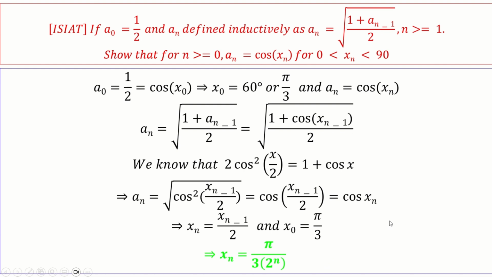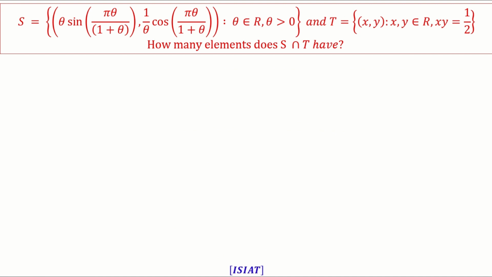Next. Yeah, this is another Indian Statistical Institute question. S equals the set of theta sine pi theta by 1 plus theta, comma, 1 by theta cos pi theta divided by 1 plus theta, such that theta belongs to R and theta is greater than 0. And T is the set of ordered pairs x comma y such that x comma y belongs to R and xy equals half. How many elements does S intersection T have?